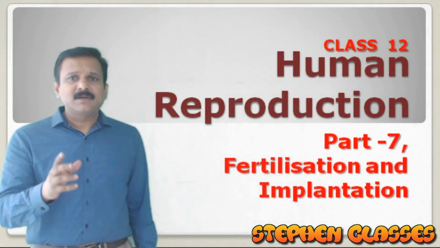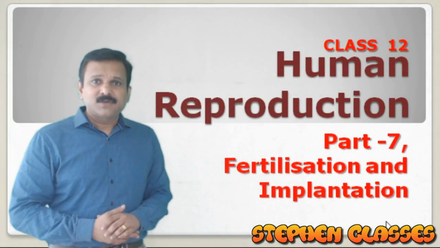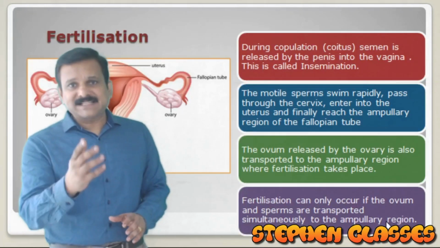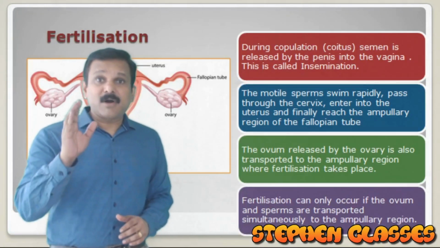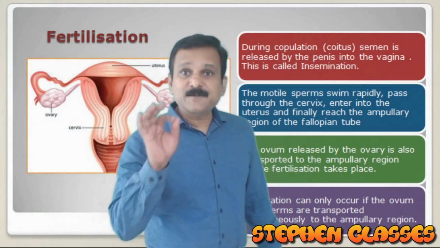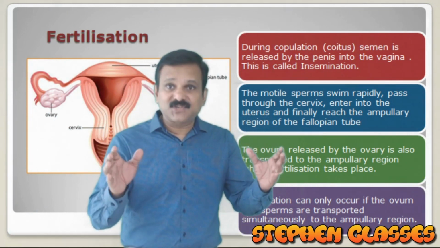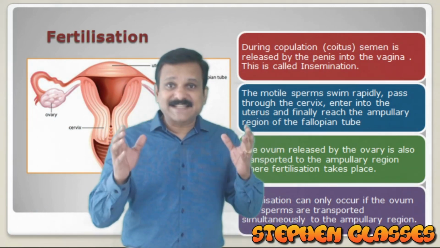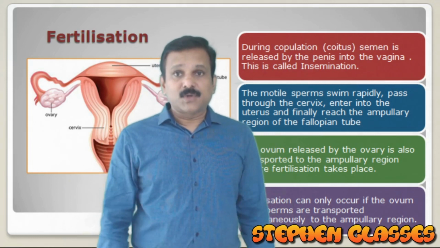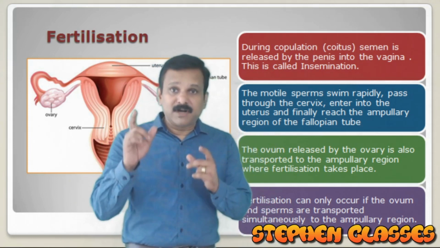Now we have the topic, as I told you, fertilization and implantation. So here, going to the first slide, we are going to talk about fertilization. Are you all ready? Okay. So what is fertilization? Fertilization is a process by which sperm cells and egg cells join. So sperm enters into the ovum and that results in fertilization.